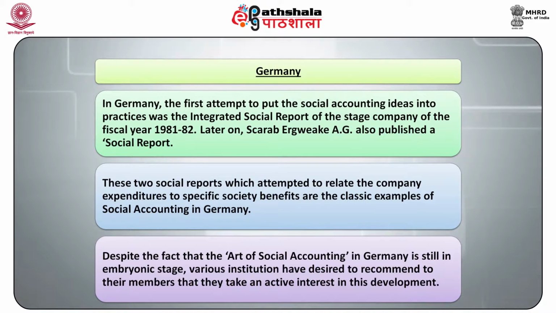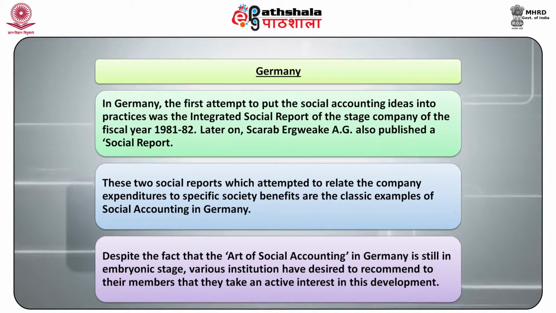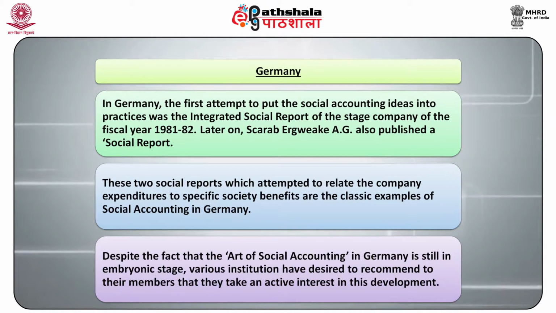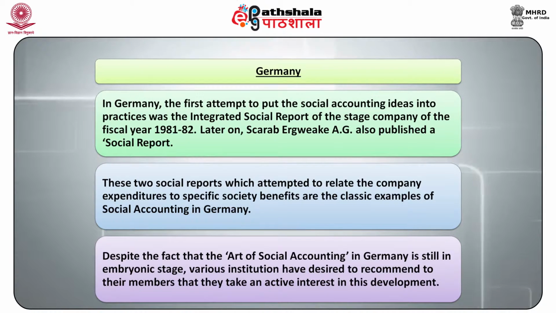Germany. In Germany, the first attempt to put social accounting ideas into practice was the Integrated Social Report of the Stage Company for the fiscal year 1981-82. Later on, Scarab Quicke AG also published a social report. These two social reports, which attempted to relate the company expenditures to specific social benefits, are the classic examples of social accounting in Germany. Despite the fact that the art of social accounting in Germany is still in an embryonic stage, various institutions have desired to recommend to their members that they take an active interest in this development.